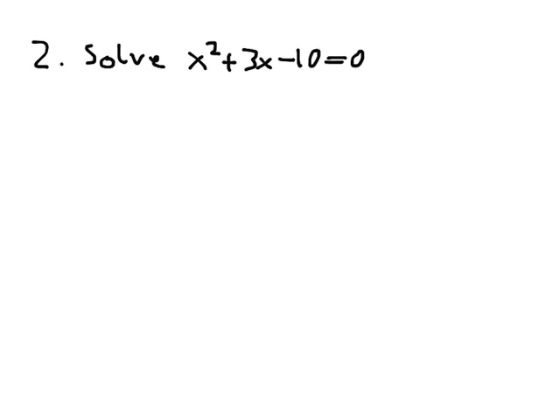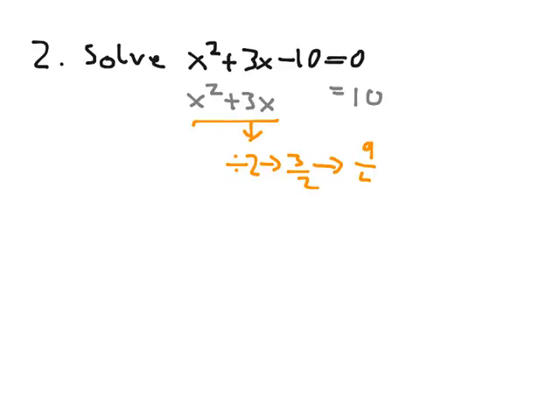For number 2, it looks like they didn't do so much for us already. Let's start by moving that negative 10 onto the other side. So I'm adding 10 to both sides. Over here I have x squared plus 3x, and that's it. So now, if I look at this and I try to find that square quadratic that's so special, I take 3 and I divide it by 2, which will give me 3 halves. And 3 halves squared is 9 fourths.